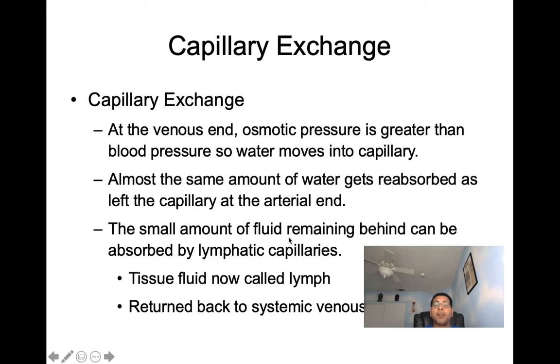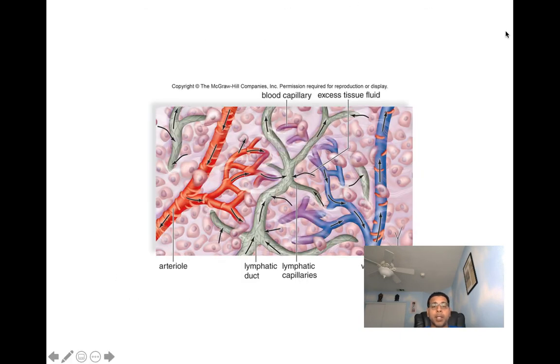The small amount of fluid remaining behind can be absorbed by the lymphatic capillaries. That tissue fluid then will be called lymph. And then we can see it gets returned back to the systemic venous blood in the superior thorax area, where our lymphatic system hooks up to our venous system. So here we can appreciate how all of those capillaries intermingle with one another. The lymphatic capillaries, and you've got our blood capillaries there as well.